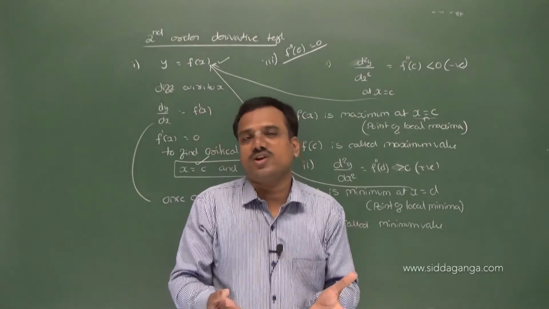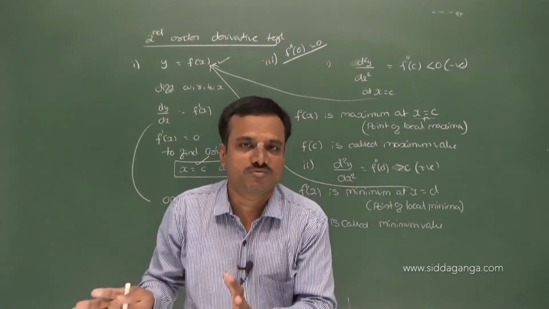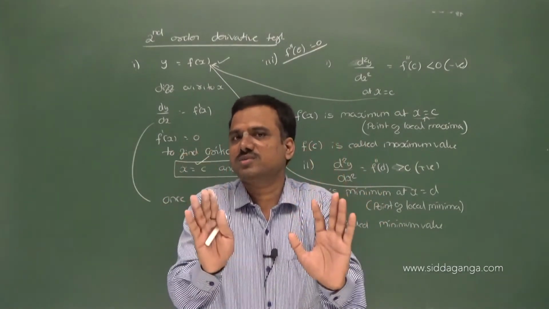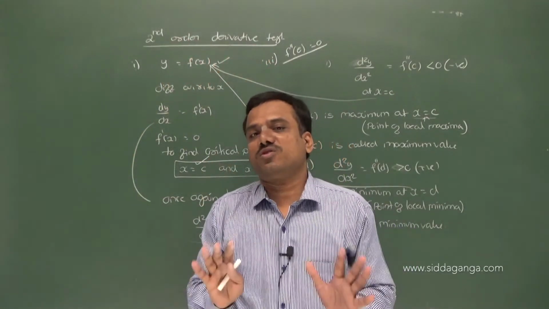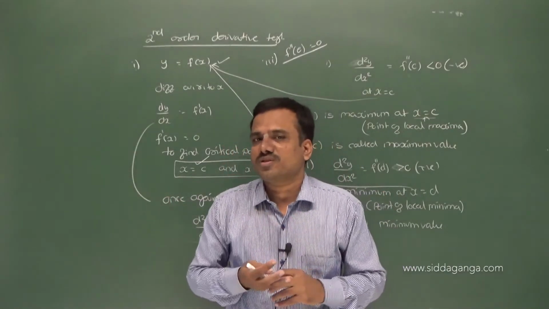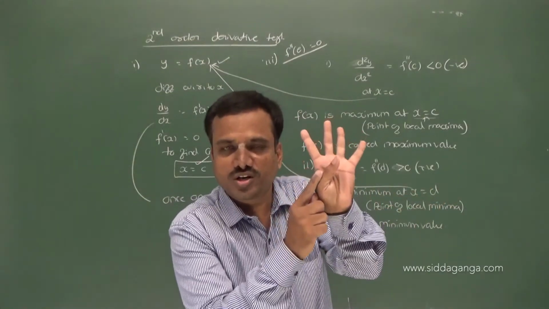The range we got with respect to the domain, that we call the maximum value or minimum value. This is the concept of the second order derivative test. We will see the problems. So I explain all three concepts without using the derivative.